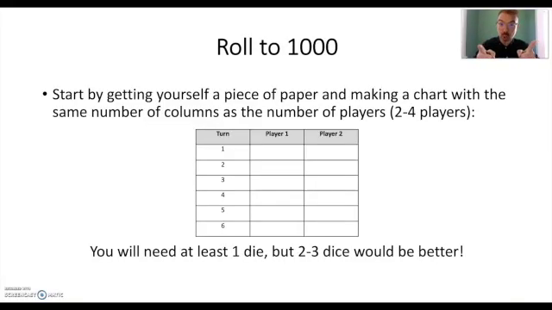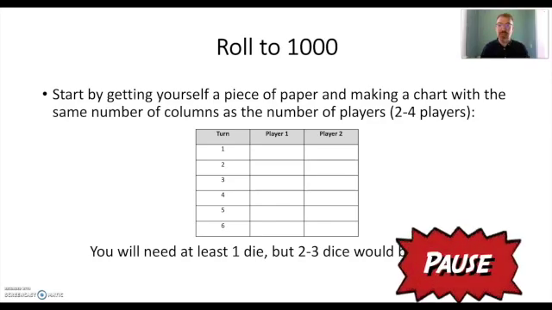Next up, we've got roll to 1,000. I like this one. So start by getting yourself a piece of paper and making a chart with the same number of columns as the number of players playing. Now, hint, it can be between 2 and 4 players. The chart that I've got on the screen here is for 2 players. So I've got 2 columns for the players, and then I've got an extra column for which turn we're on, just in case I wanted to keep some records and put it up on like a trophy case or something. I would never do that. I would totally do that. So, pause the screen and make that now.